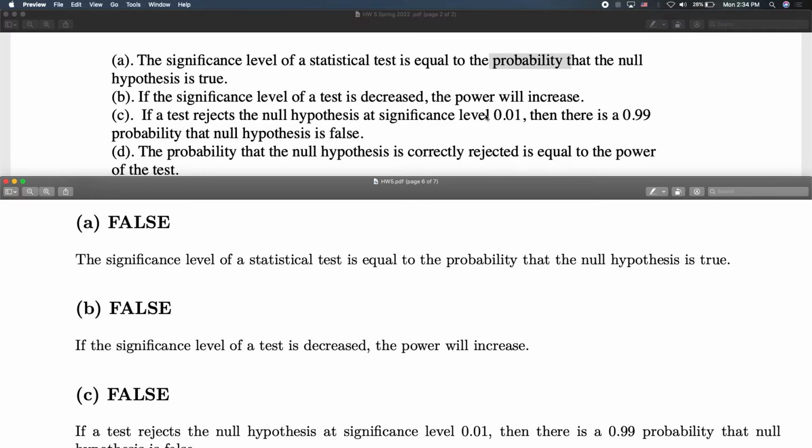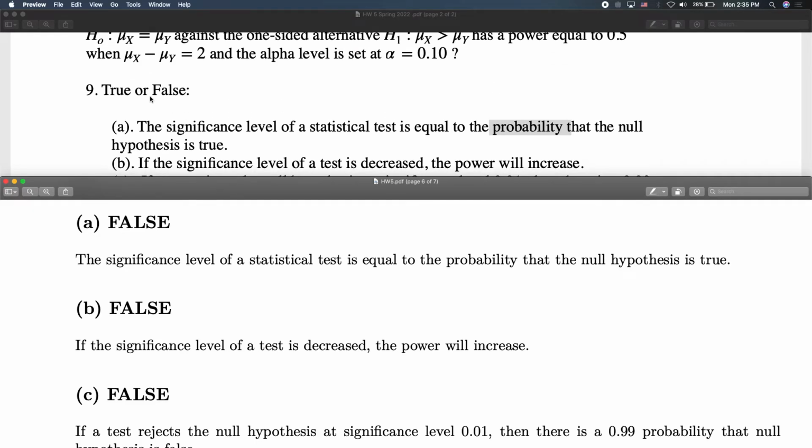Do we need to justify our answer? Let's see, true or false. So you probably know. Yeah, you don't. Yeah.